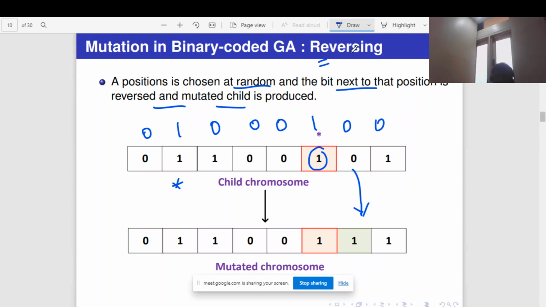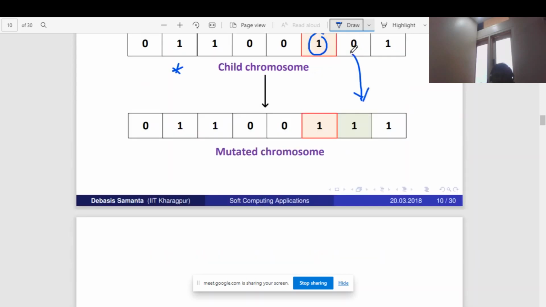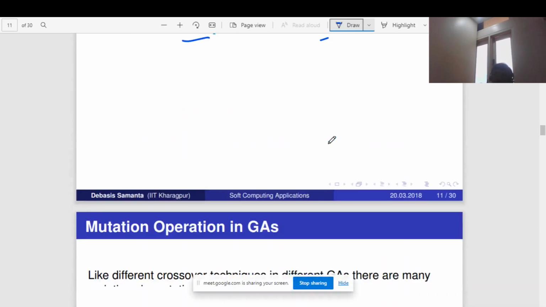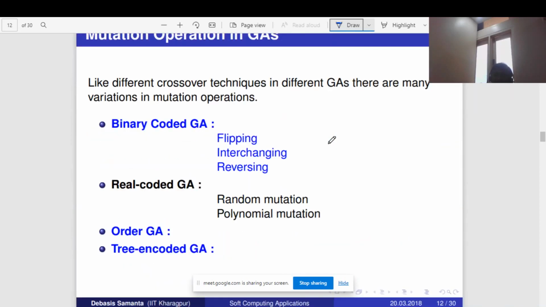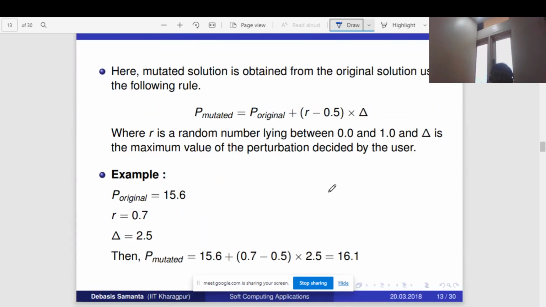So these are the three mutation techniques we have with binary coded GA. Next we will move on to the mutation techniques in real coded GA. Again we have two techniques here. One is random mutation, the other one is polynomial mutation. With random mutation, it is a straightforward formula. We just apply this formula.